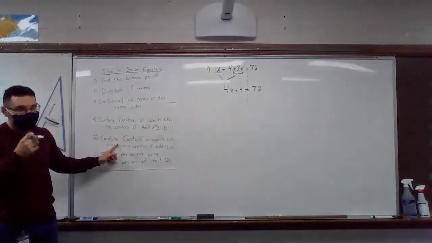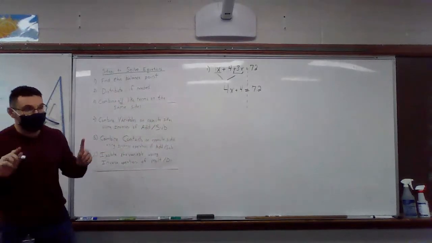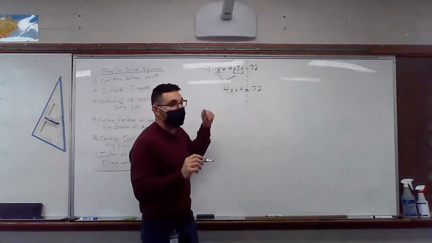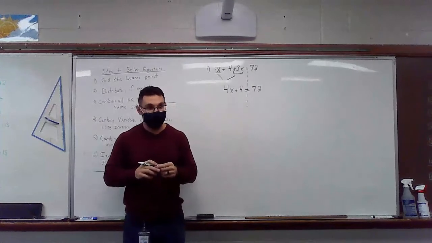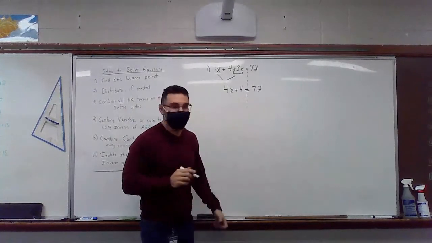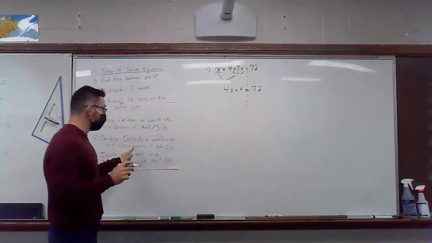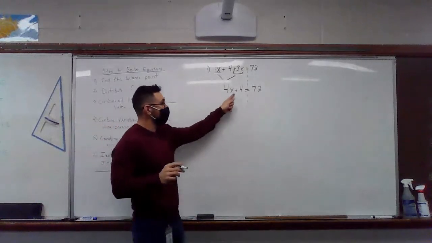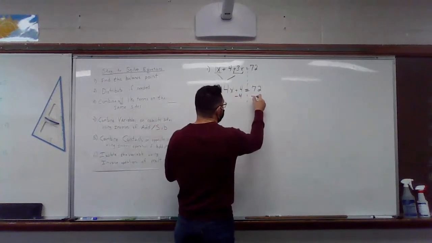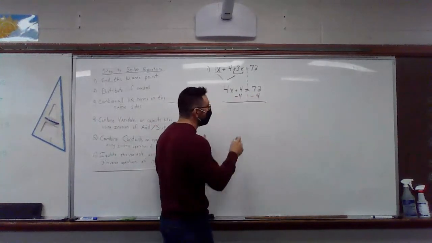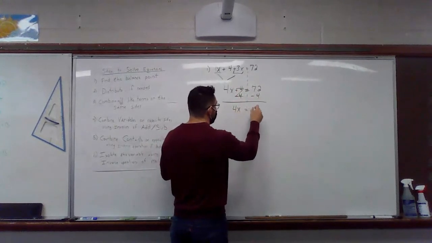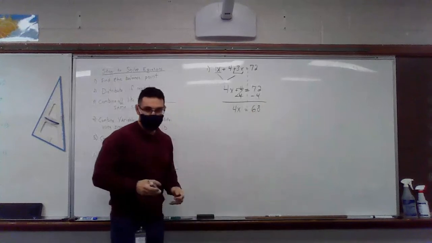Step 5, combine constants on opposite sides. Do I want to move the 4 to the 72 or the 72 towards the 4? What do we think, Katie? 4 to the 72. Yeah, we want to get everything away from the variable. So we're using inverse operations of addition and subtraction. This is addition, so we have to use? Subtraction. Very good. And we do that to both sides. That leaves me 4x equals 68.